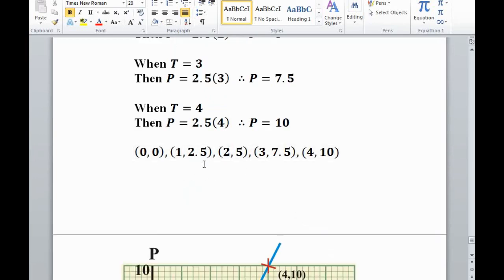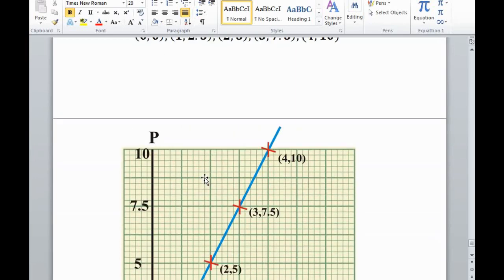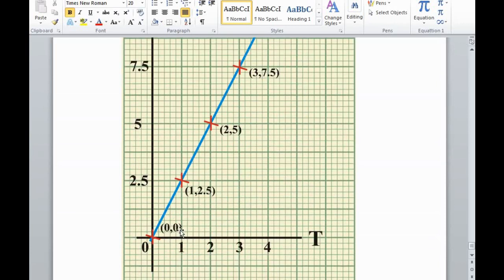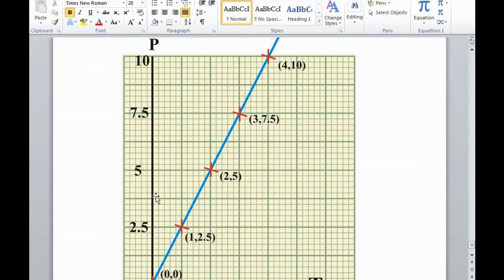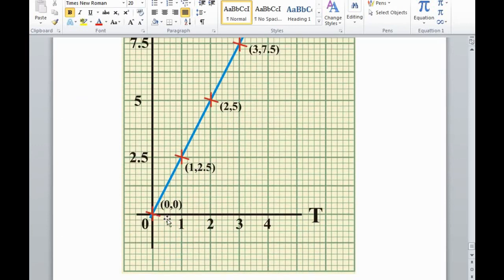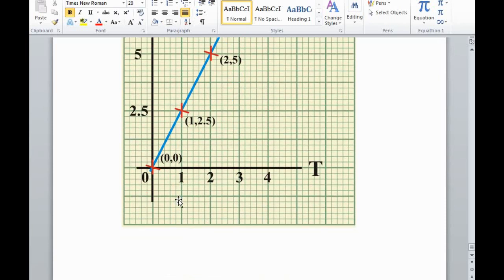Okay, to plot these set of points on a sheet of graph paper, again we have two axes, horizontal and vertical, and I'm going to take temperature T on the horizontal axis of this graph paper and pressure P on the vertical axis. So we need to take a suitable scale, so I will take one large square equals 1 Kelvin on the x-axis, so 2 large squares equals 2 Kelvin, 3 large squares and 4 large squares for 4 Kelvin.